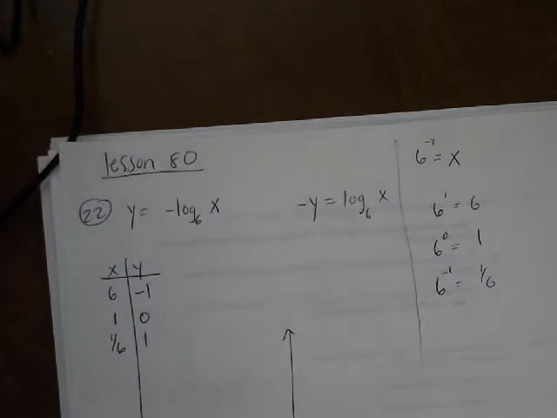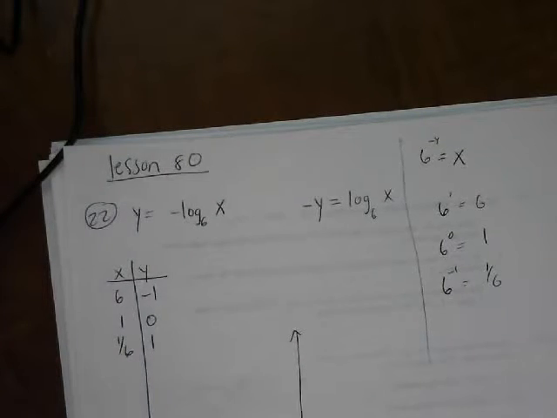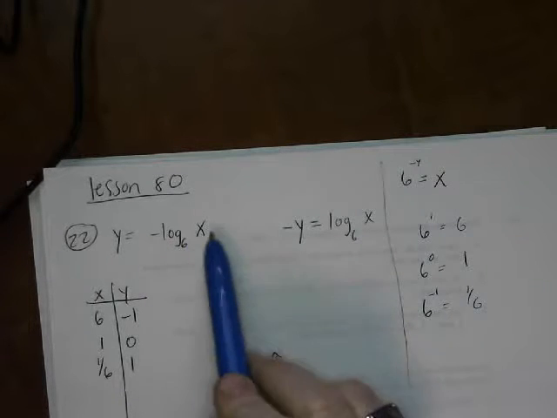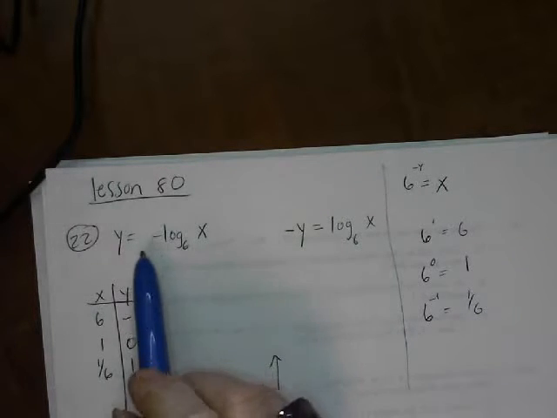This is lesson 80, pre-calc lesson 80, number 22. And these ones, now that it has a negative sign in front of it, the way that the book taught us to do it was to graph the inverse of it and then to reflect that across the line y equals x. And that was working for me, except for then when I started getting the negative sign, it started confusing me. Sorry about that.